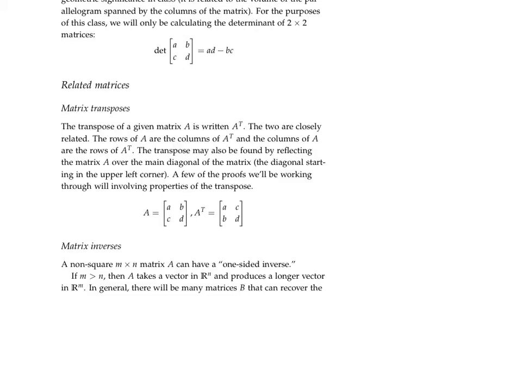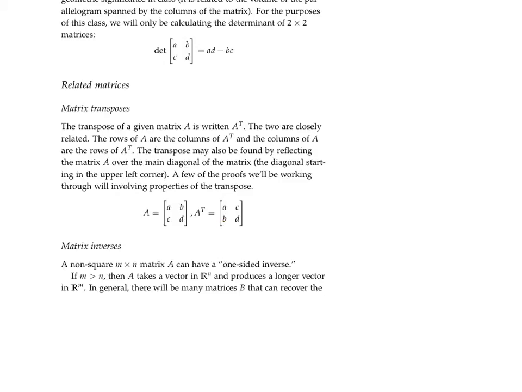So a few of the proofs we'll be working through will involve properties of the transpose of the matrix. So in the 2 by 2 case here, where we have A, B, C, D, the transpose is going to go A, C, B, D. You can think about that as reflecting over this diagonal. Or you can say, hey, this is in the first row, second column, so now it's in the second row, first column. Either way works.